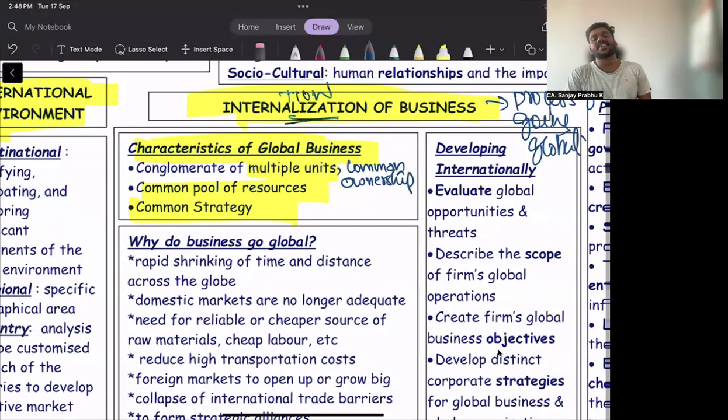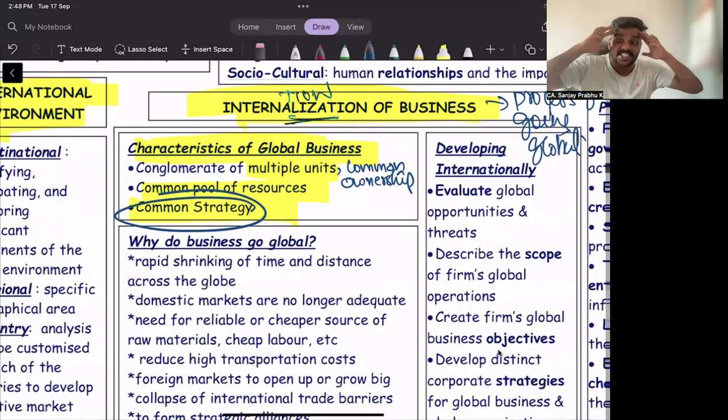So first point, what are the characteristics of a global business? First of all, a common strategy. Even if they are working in different parts of the world, they all share a common strategy. Even if Coca-Cola has expanded the business to different parts of the world, all these companies have a common strategy, a common pool of resources.